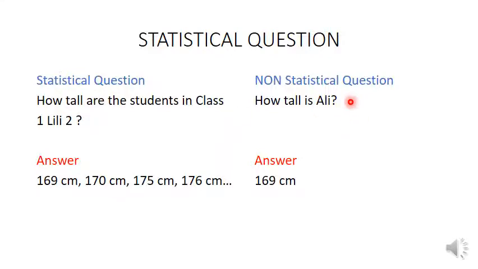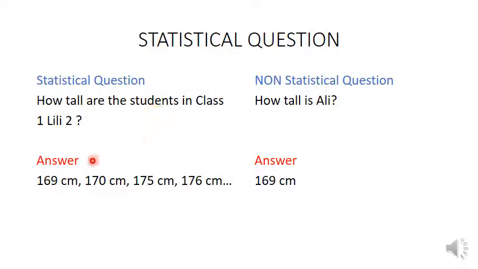Look at the next example. How tall is Ali? This is a non-statistical question because you can get the answer by just asking Ali. Ali, what is your height? And then Ali will answer. No need to do data collection. No need to go to the class and ask many students and jot down their height. No need to do that. Just call Ali and ask, and then you can get the answer.